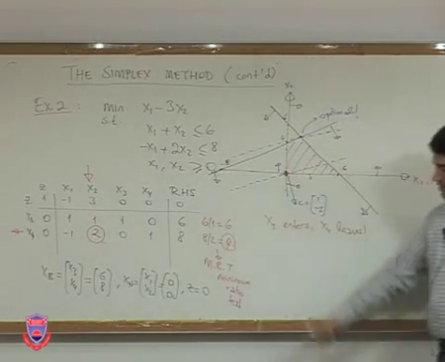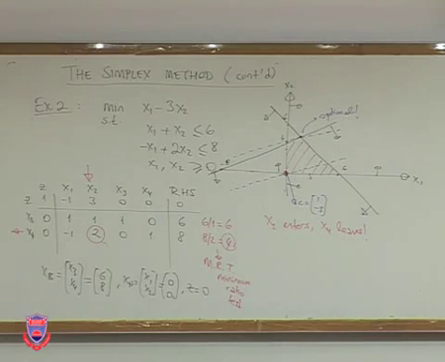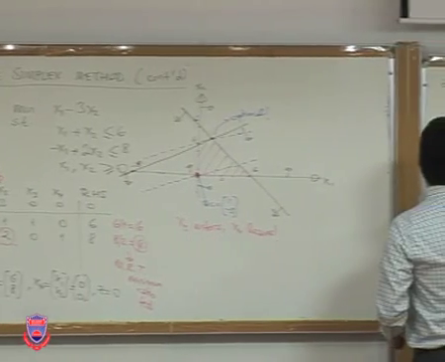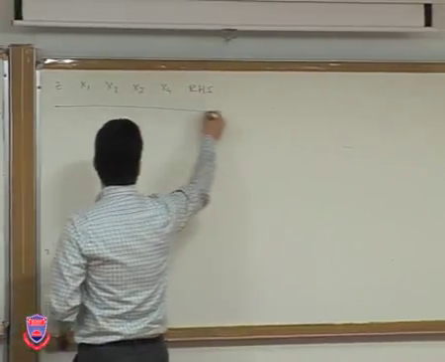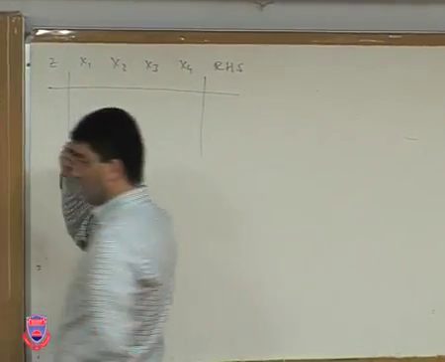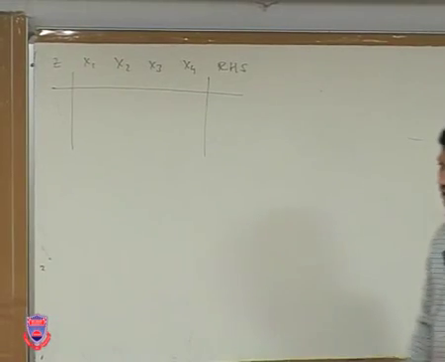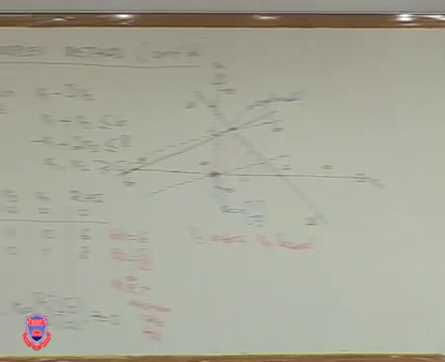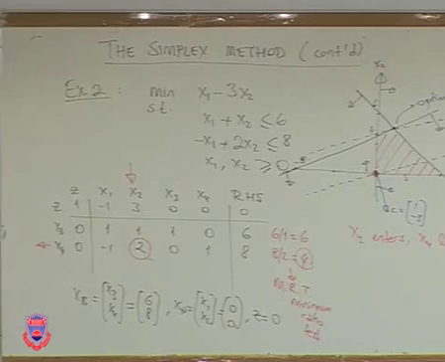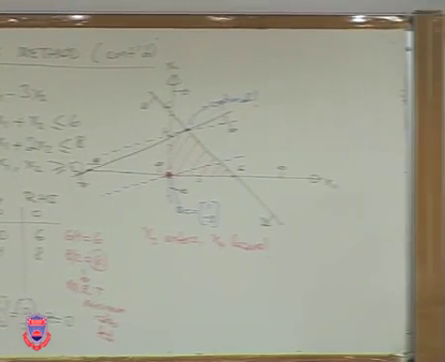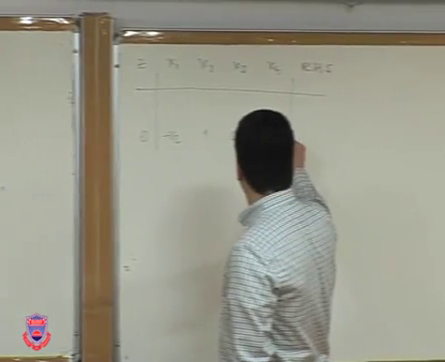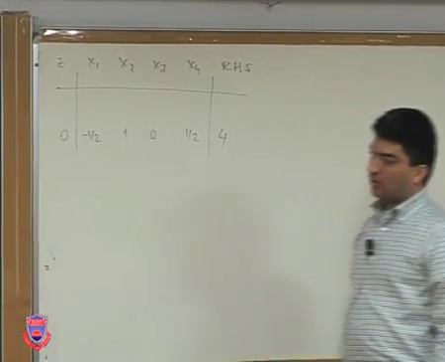That's essentially the same as saying that I'm going to pivot on that entry, and then zero out everything else in that column. Let's try to do that. What's the first step? First of all, I need to make that circled entry equal to 1. So I'm going to divide row 2 by 1. And if I do that, I have 0, minus 1 over 2, 1, 0, 1 over 2, and the right-hand side value is 4.